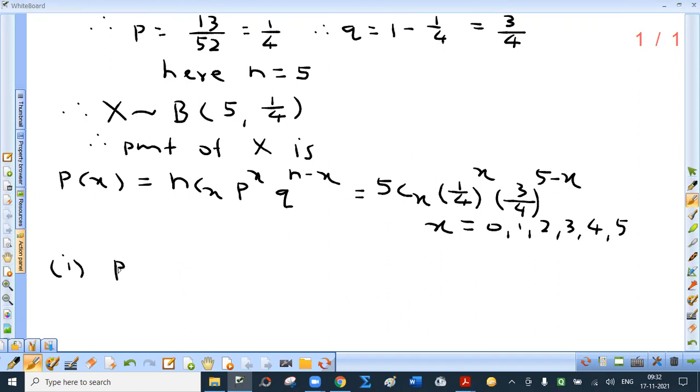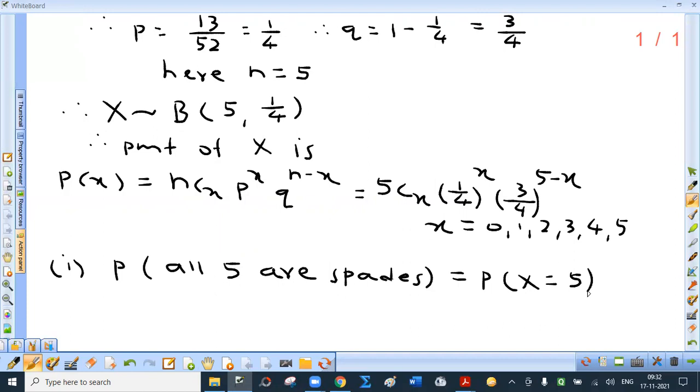First one, probability of all 5 cards are spade. All 5 are spades. Actually, you can directly say that in the first part, we need P of X equal to 5. For that also you'll get full marks. So it is what? 5C5, 1 upon 4 raised to 5, into 3 upon 4 raised to 5 minus 5, that is 0.